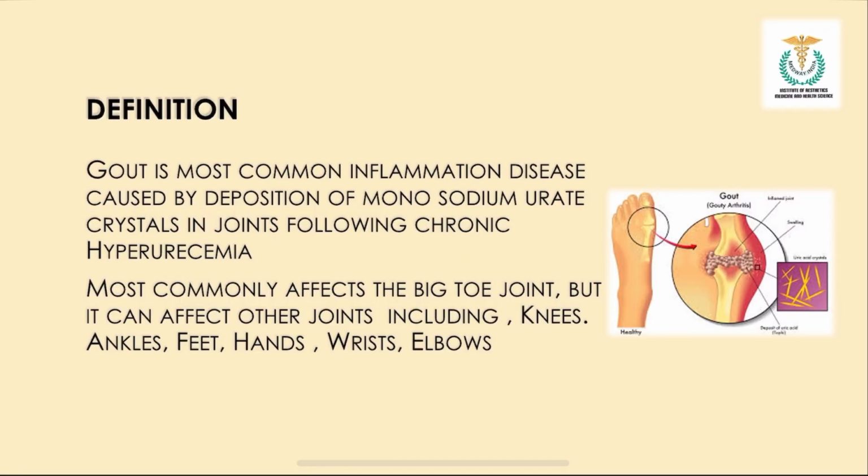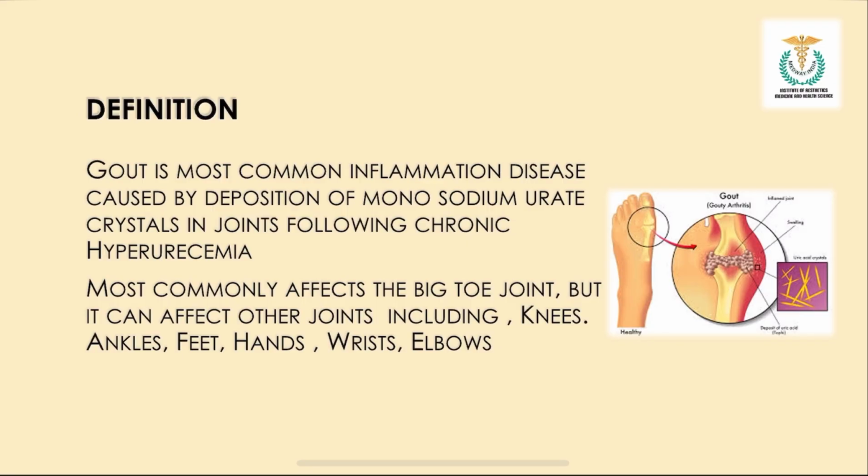Gout is the most common inflammatory disease caused by the deposition of monosodium urate crystals in joints following chronic hyperuricemia. Most commonly affecting the big toe joint, but it can affect other joints also, including knees, ankles, feet, hands, wrist, and elbows. So gout is a form of inflammatory arthritis which will cause pain and swelling in the joints.